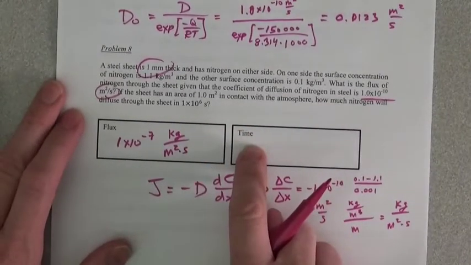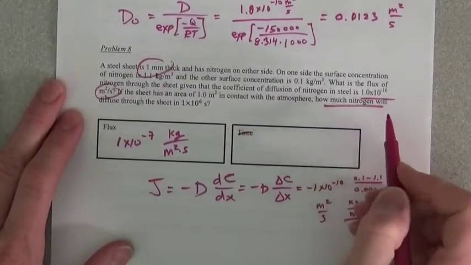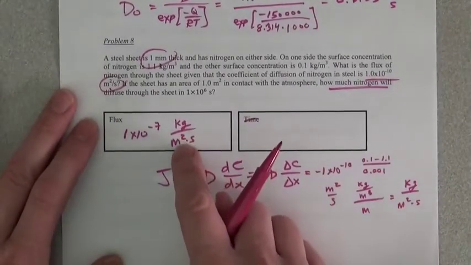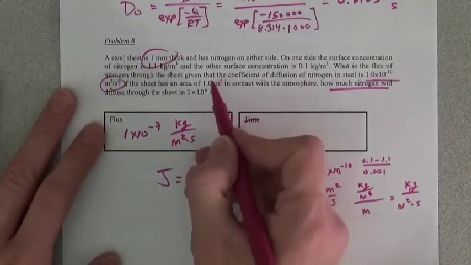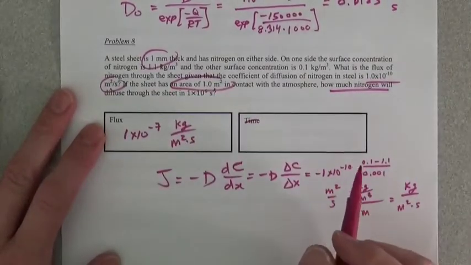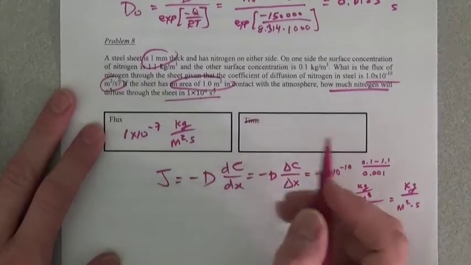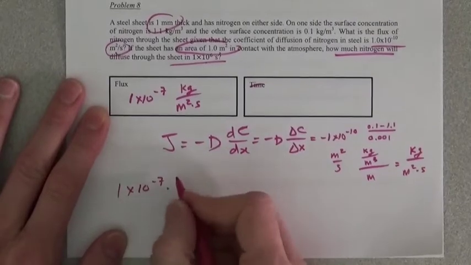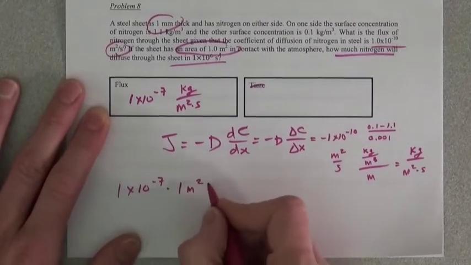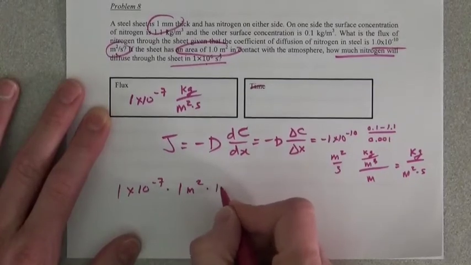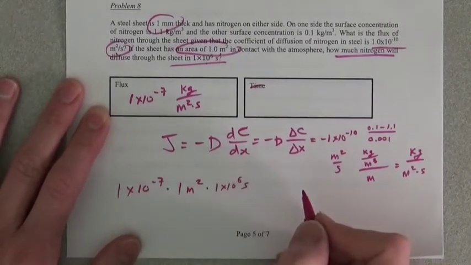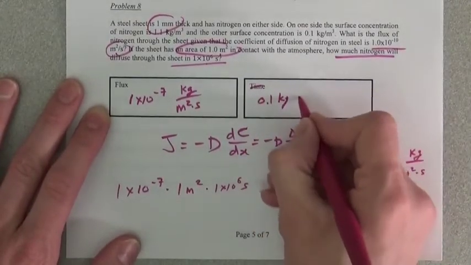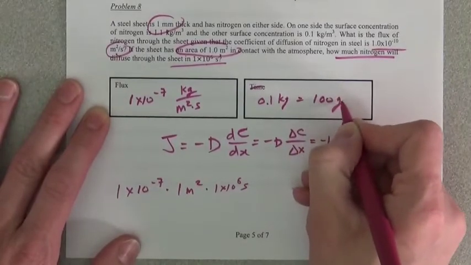So we want to know, not the time, we want to know the amount of nitrogen. And that means that we can take kilogram per meter squared second, multiply it by the area that it passes through, and multiply it by the time. You get 1 times 10 to the minus 7 times 1 square meter times 1 times 10 to the 6th seconds, and we get 0.1 kilogram or 100 grams of nitrogen.